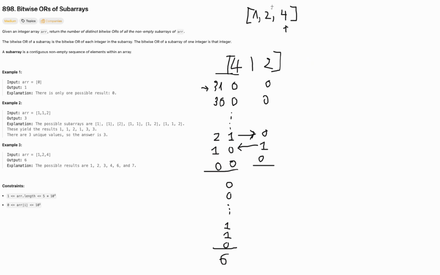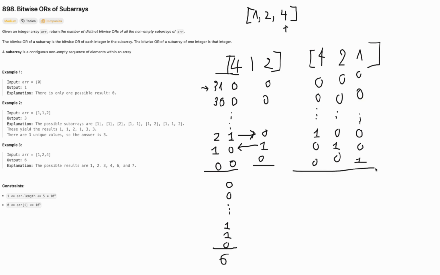Okay, so another example, for example 4, 2 and 1. What is 4? Again, that is 1, 0, 0, and 2 is 0, 1, 0, and 0 here, 0 here, until 0, 0, 1. Okay, so you can see that all of these three bits will become 1. So finally we have 0, 0 and 0. Sorry, this one is 1, 1 and 1. This is a 7, right? Somehow we have the result here.